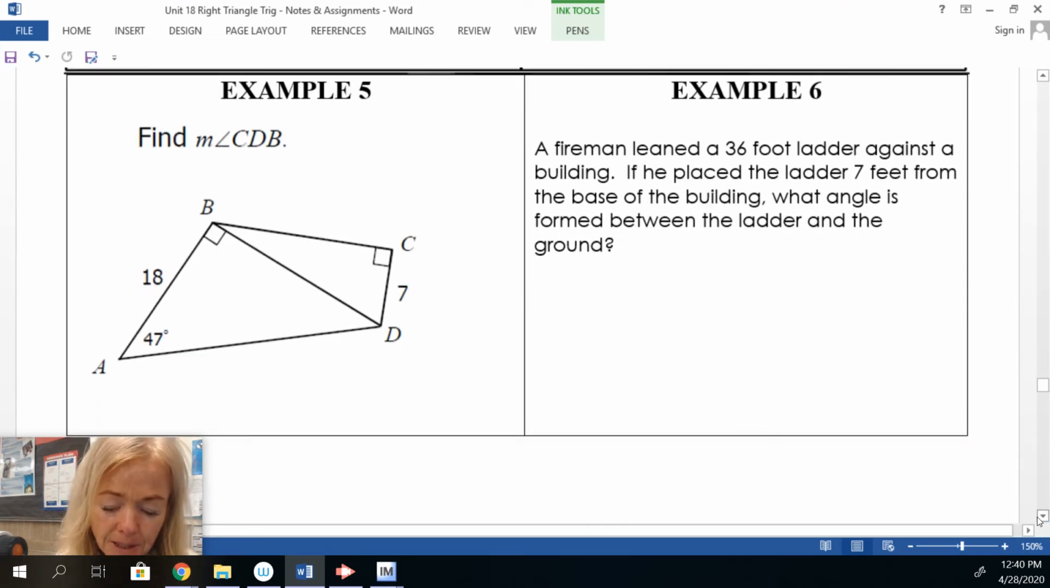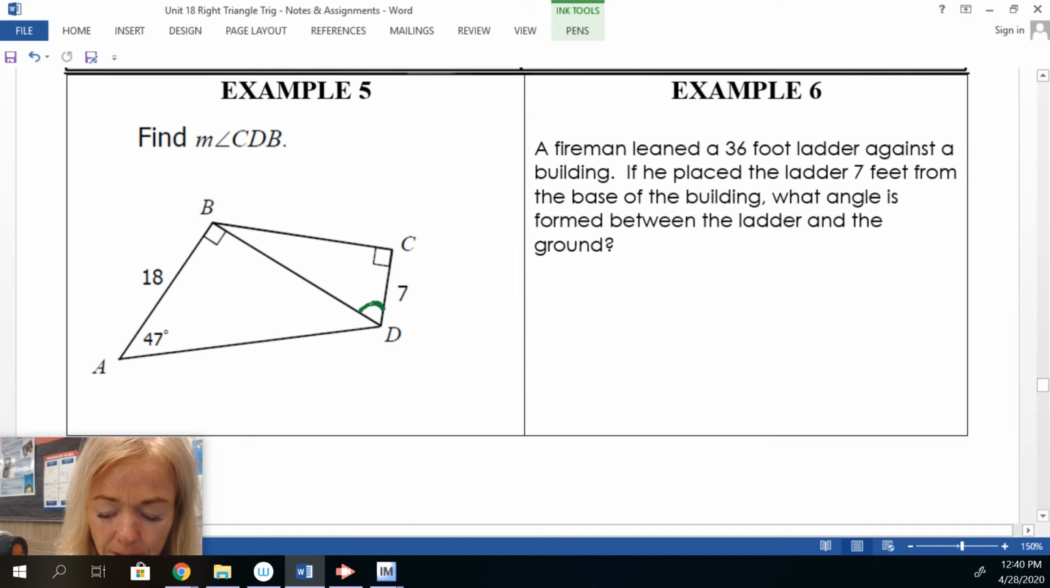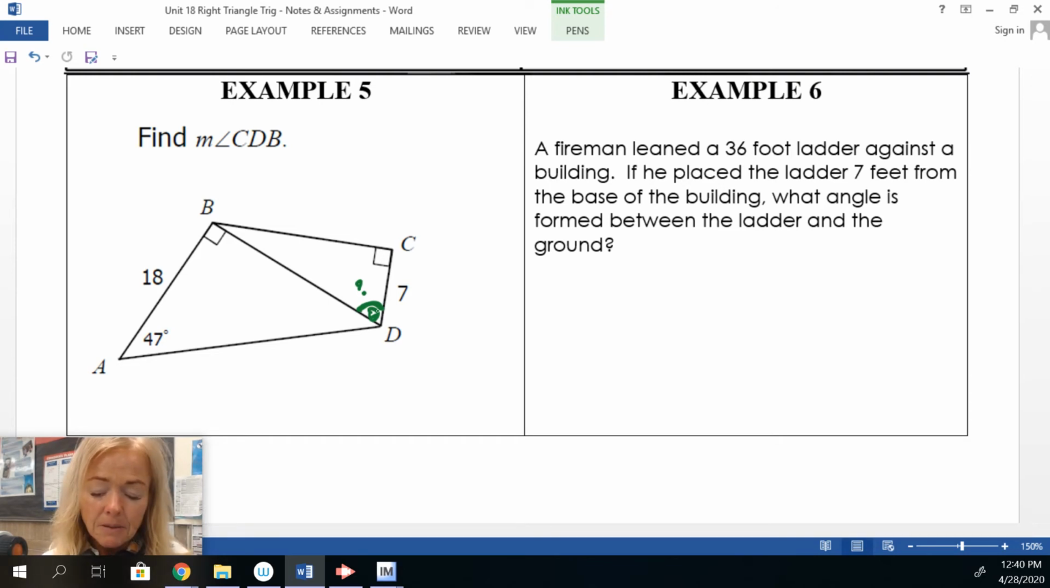So, measure of angle CDB, where is that? That's right here. So, C to D to B. To find that angle, C to D to B, that's this angle right here. We want to know that one. We'll put a little theta there. All right, to find that angle, we need two sides. We already have one side, 7. Okay. We could find BC, but that's not going to be very helpful.